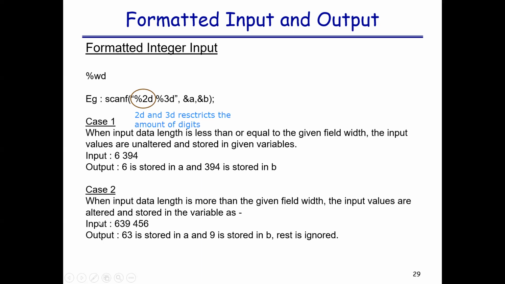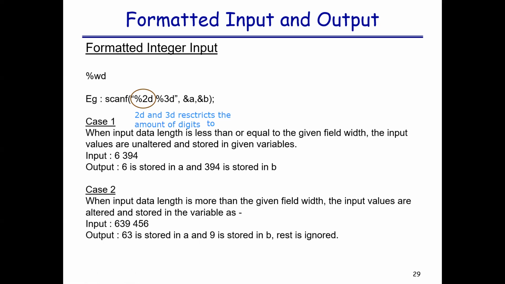Now see case 2. Suppose the user enters 639 for A and 456 for B. Get my point? Now you tell me, what is the W for A and what is the W for B? For A, the width is 2, but the user enters a 3 digit number. Is it valid or invalid? Invalid. Invalid means I am restricting. So in this case, what happens? Only the first two digits, that is 63, are stored into A. And 9 is stored in B. The rest is ignored. So this is the confusing point. 9 is stored into B and 456 is ignored. So this is the point.